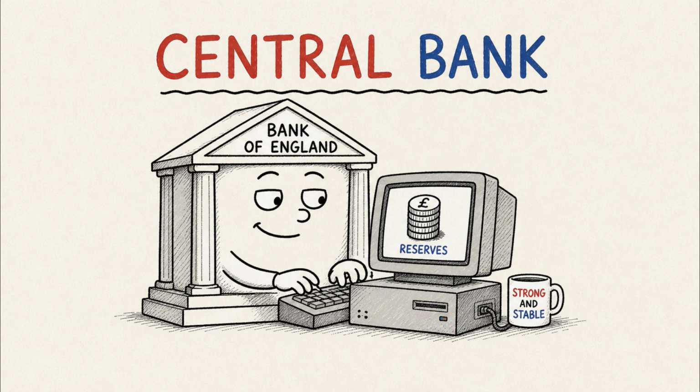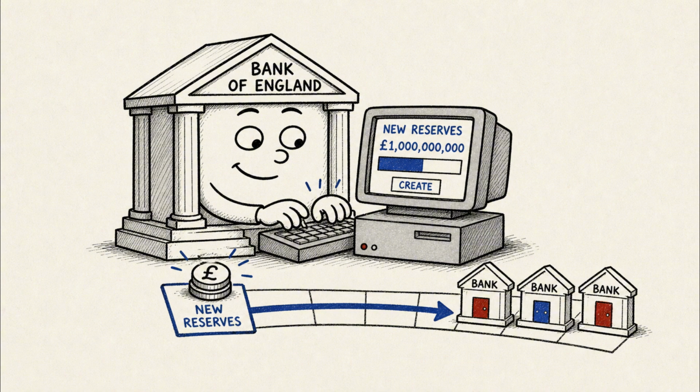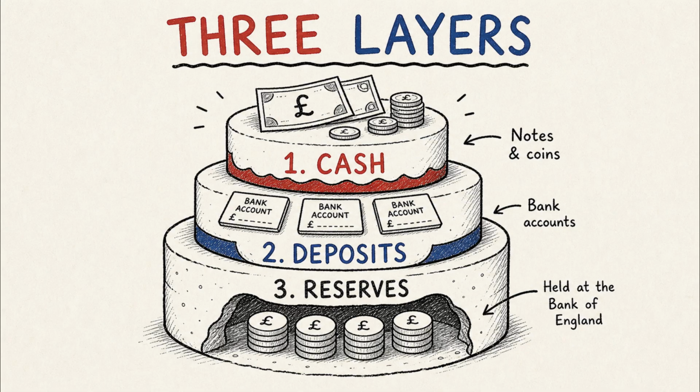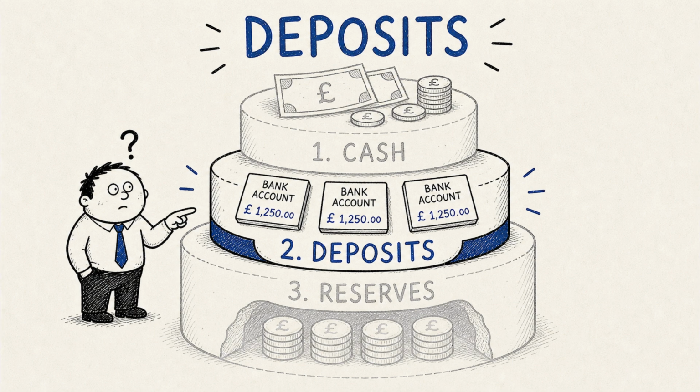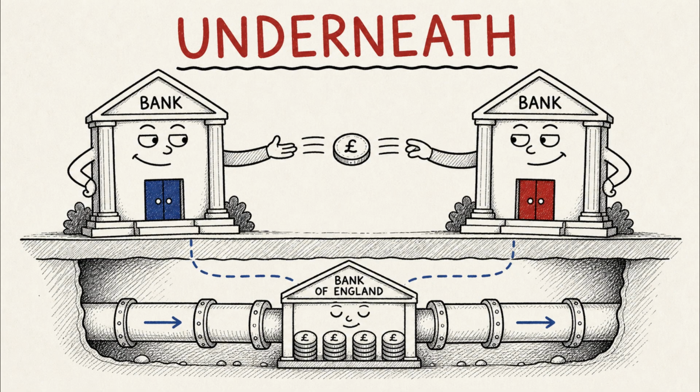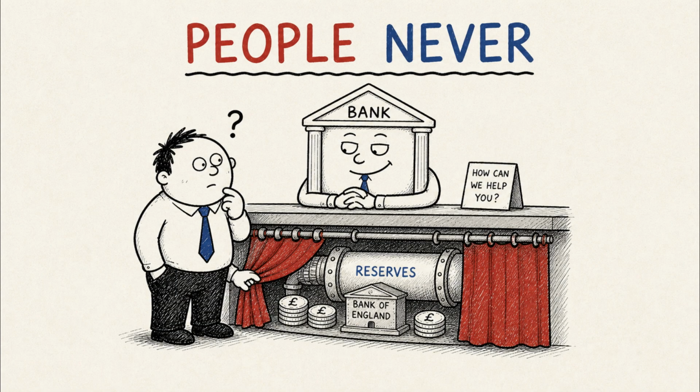And that difference matters, because in our video where we talked about private banks, we said they create deposits when they lend, but the Bank of England creates reserves. It creates the money banks use with each other. So now we have three layers. At the top, you have physical cash, notes and coins. That is the money people picture. In the middle, you have bank deposits, i.e. the numbers in your account. That is the money people actually use. And underneath, you have reserves, the money banks use to settle with each other. That is money most people never see. And because it is plumbing, nobody thinks about it until something blocks.